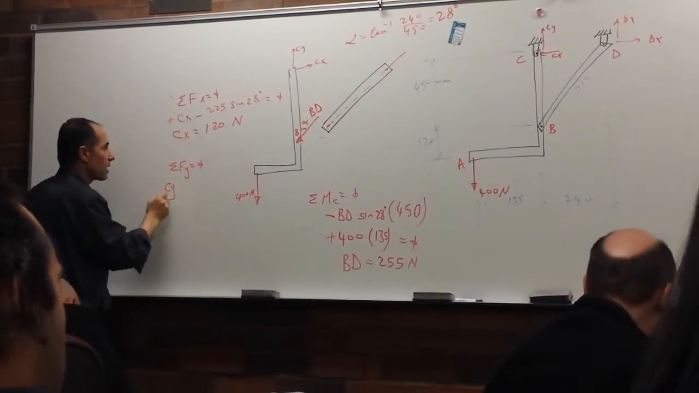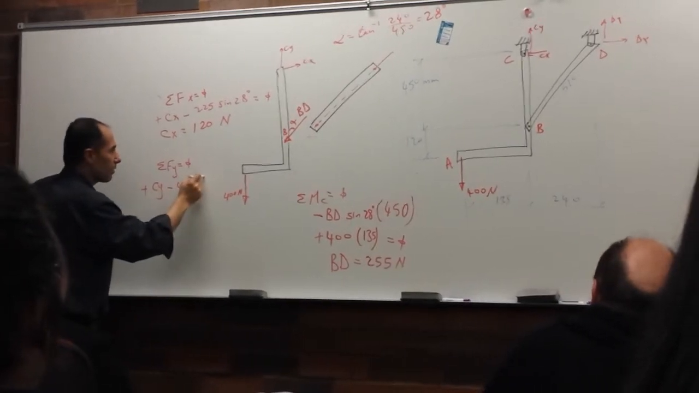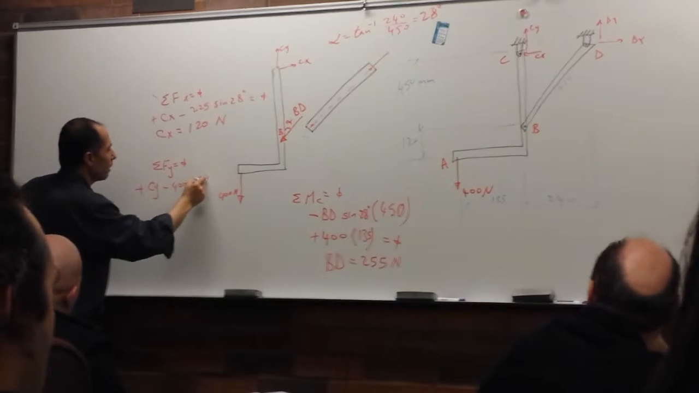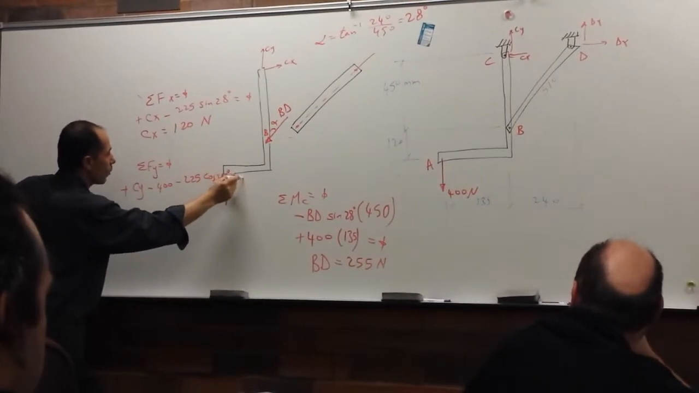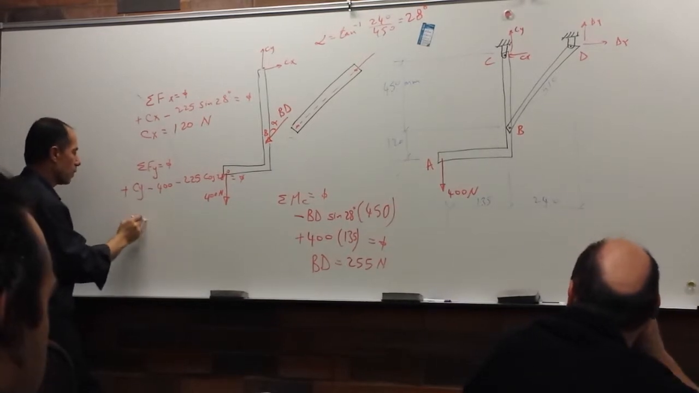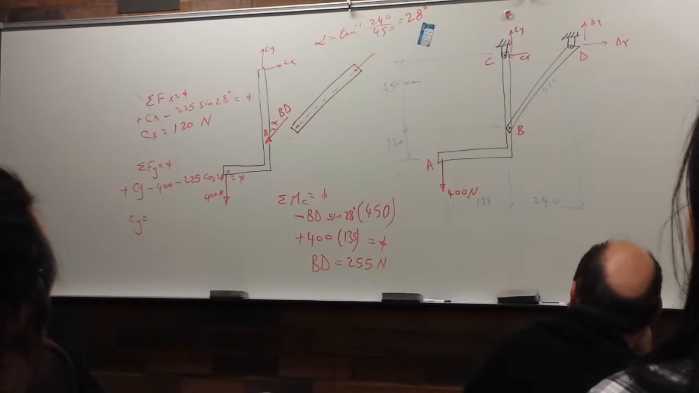I have Cy is positive, negative 400, negative BD 225 cosine of 28 degrees equals 0. And from here, Cy equals 625.